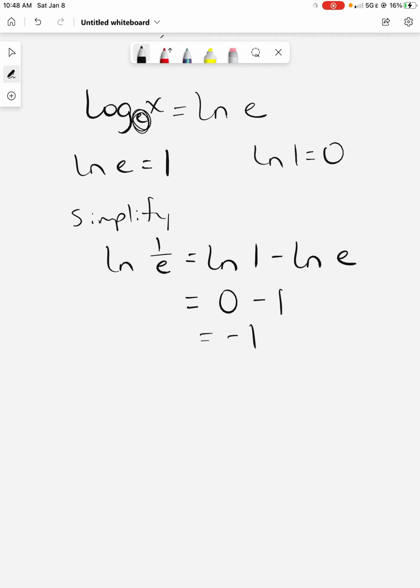We could also do something like e to the natural log of 5. Well, these simplify here. They are the same. The natural log and e cancel, and you're left with just 5. So you should be able to use those properties in the same way to simplify these.